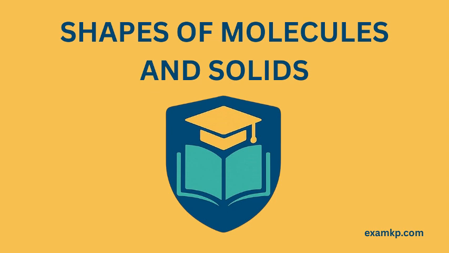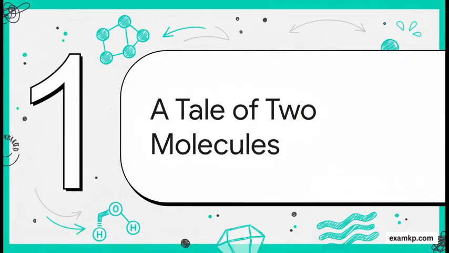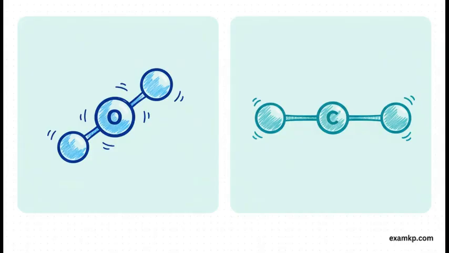So let's kick things off with a simple little mystery. We're going to look at two molecules that you encounter every single day. Water, of course, and carbon dioxide, the gas we all breathe out. Right away, you can see something's different, right? A water molecule is kind of bent into a V shape, but a carbon dioxide molecule, it's a perfectly straight line. Now they both have just 3 atoms, but their shapes are completely different.